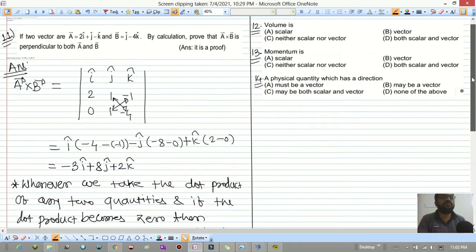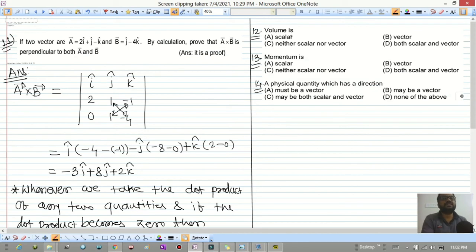Chalo, next. Volume is a scalar quantity because it does not have any particular direction, right? Momentum, yes, it is a vector quantity, a physical quantity which has a direction. Current may have the direction, isn't it? Current has the direction, but it is not a vector quantity.